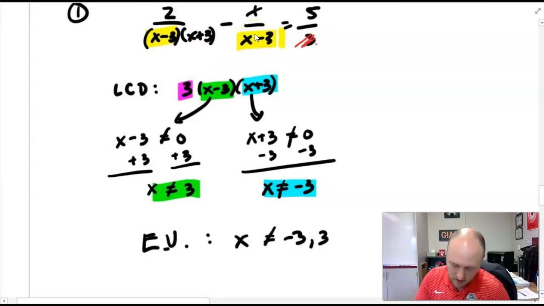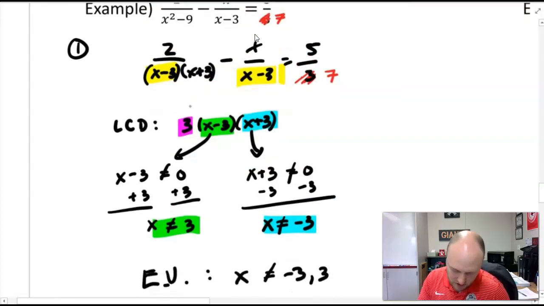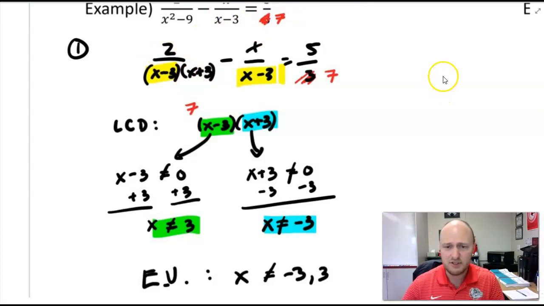If this was a 7, 5 sevenths, if I change this to a 7 right here, and get rid of this, is 7 an excluded value? No! No problems with 7. 7's cool. 7's like the coolest number there is, right?